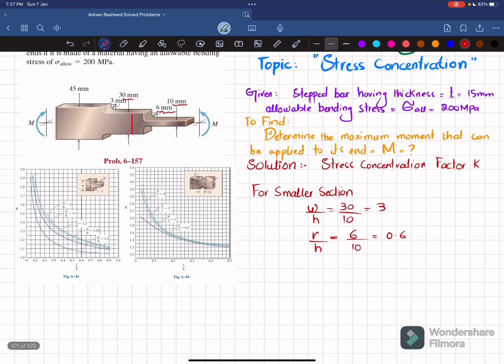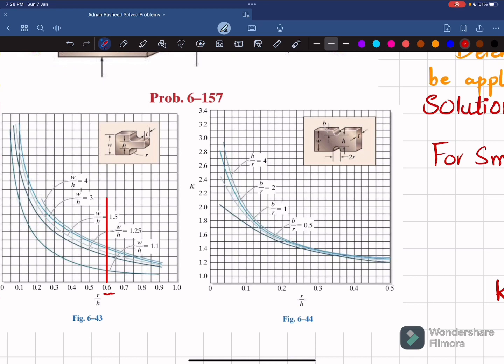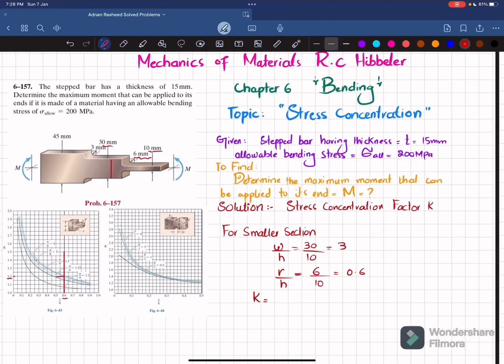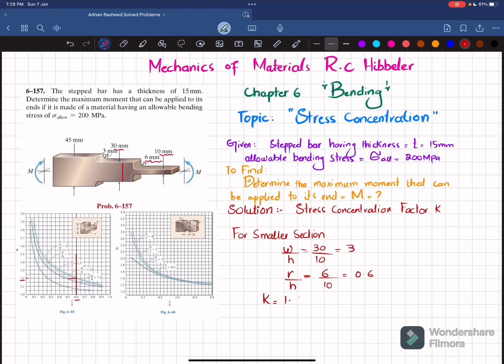So what we will do is find this K, which is the stress concentration factor. You can see here this is 0.6. So you will take this vertical line, clear? And W by H is 3. So you can see this is the graph. It is coinciding over here, clear? If you move toward horizontal, this K will be equal to 1.2. So I will write it here. K is equal to 1.2.